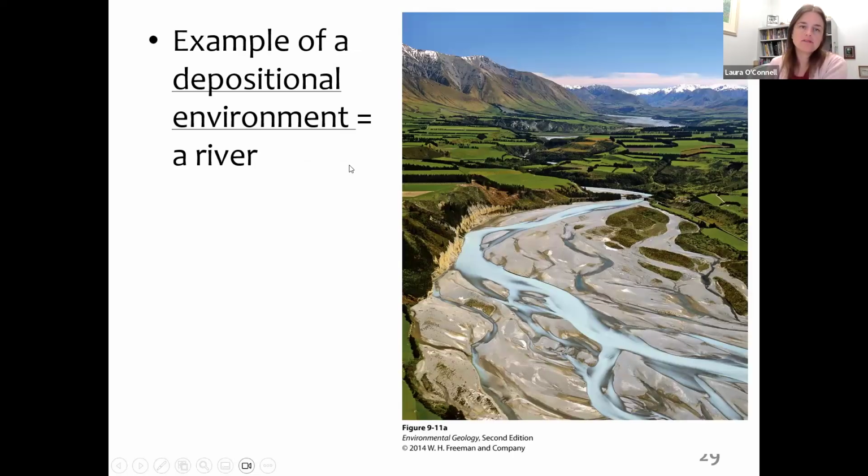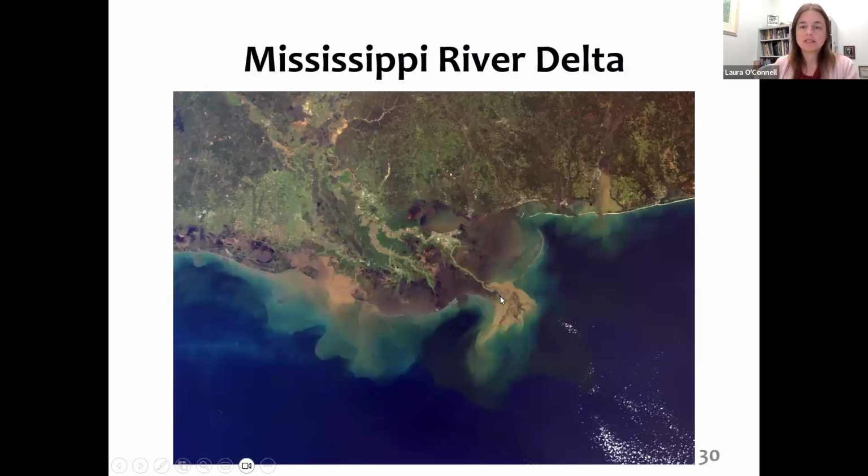So here's an example of an environment, a depositional environment. This means an environment where the sediment would be laid down. So here you see a river. It has a lot of sediment around the edges of the river. So the sediment is being deposited here. A delta is a very common sedimentary or depositional environment.